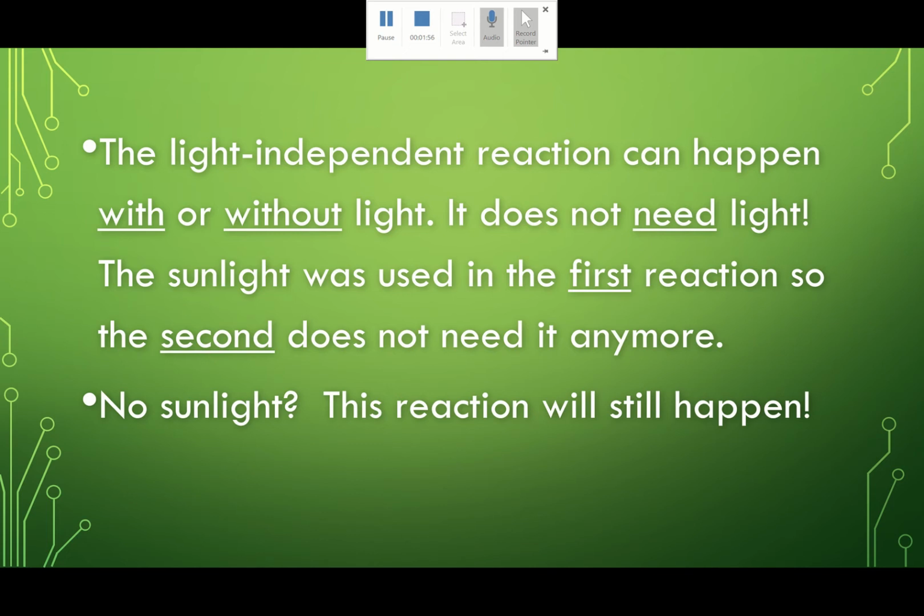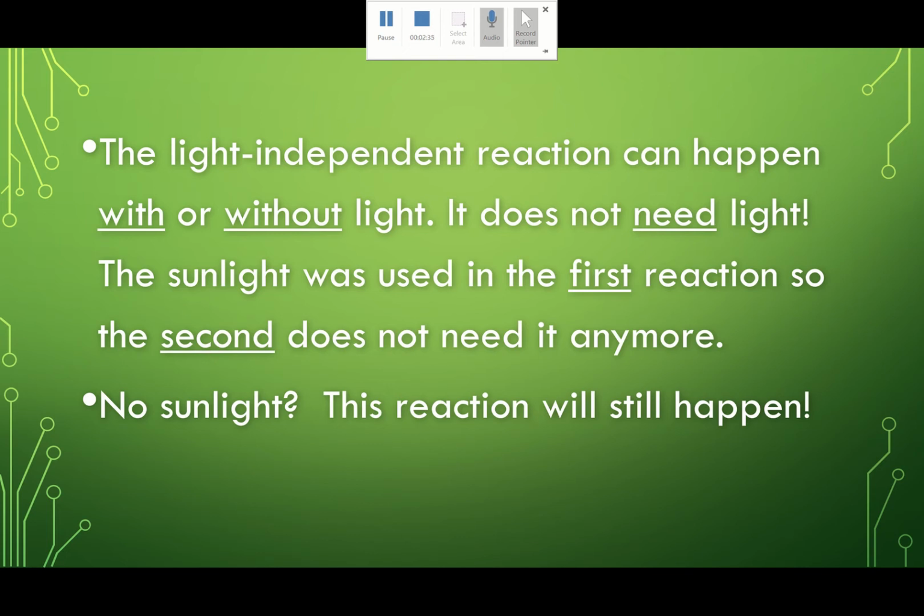The other one, light independent, this can happen with or without light. It doesn't need any light. This used to be called the dark reaction, but we changed the name because the dark reaction makes you think that it has to happen in the dark. Like this is a nighttime reaction and the other one's a daytime, but that's not true. This one just means it doesn't need the light. It can happen with light around, it just isn't using the light to do anything. So the sunlight got used in the first reaction, so the second one doesn't need it. So even if there's no sunlight around, this reaction will happen. But this reaction can happen with sunlight around.